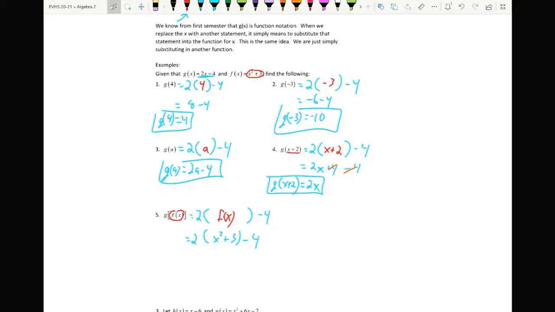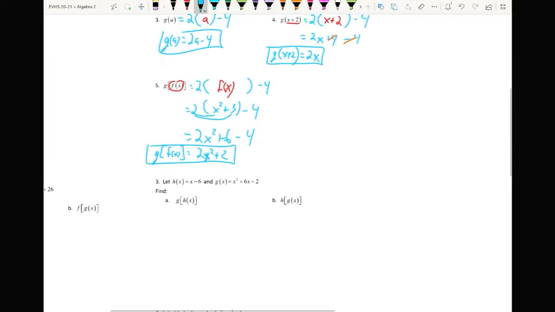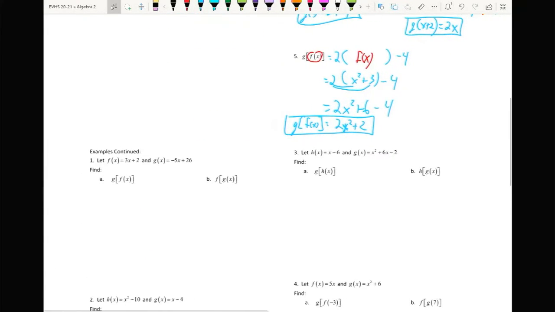Now we're just going to simplify out, distribute. 2 times x squared is 2x squared. 2 times 3 is plus 6, and the minus 4 drops down. So now g of f of x is equal to 2x squared, and then positive 6 minus 4 is plus 2. Okay, so not that bad of a skill. Let's just go through a bunch of examples of it.